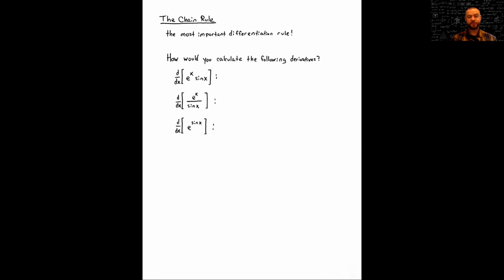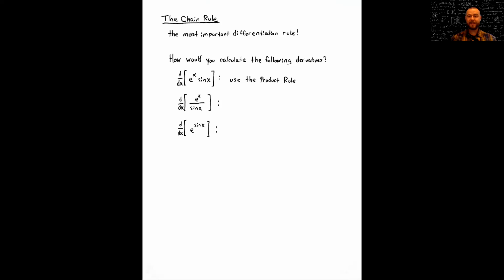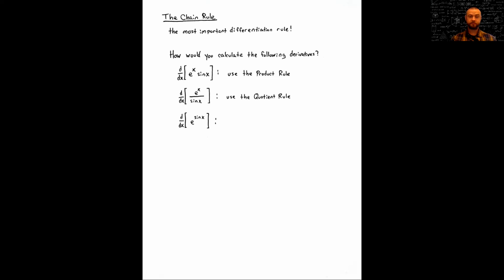All right, if we take a look at the first one, e to the x times sine of x, we have a product, so we use the product rule. Seems pretty straightforward. The second example, we have e to the x divided by sine of x, a fraction or quotient, so we use the quotient rule. Now e to the x and sine of x in those 2 previous combinations were combined in a very simple way. We multiplied or divided them.